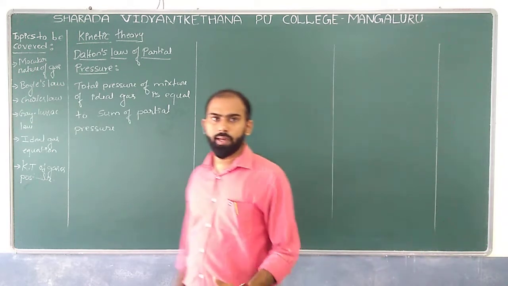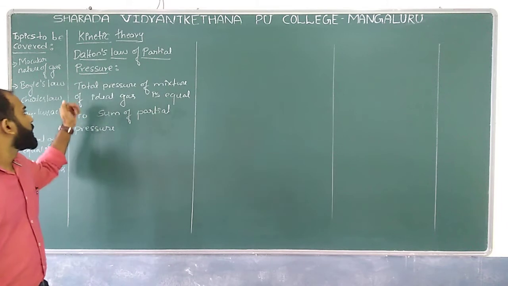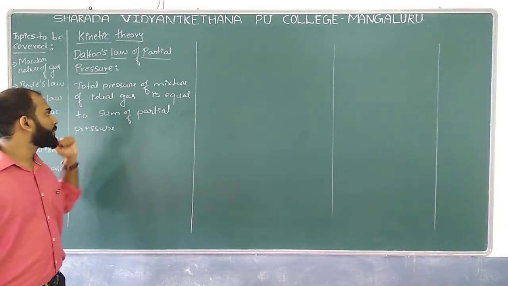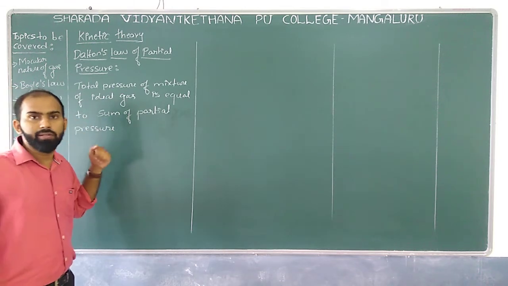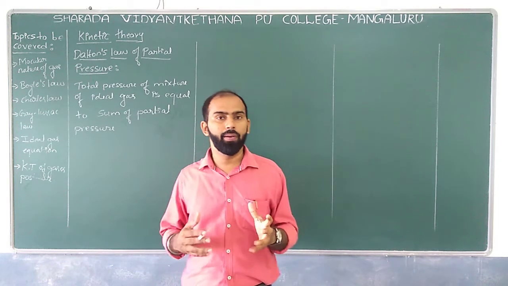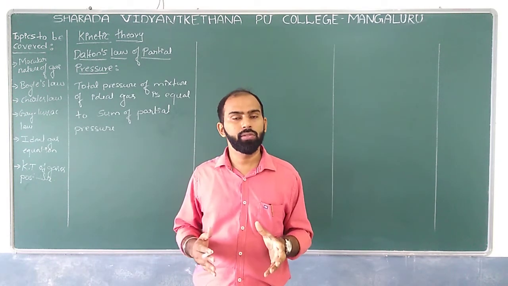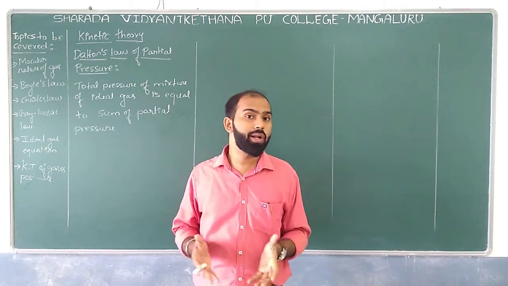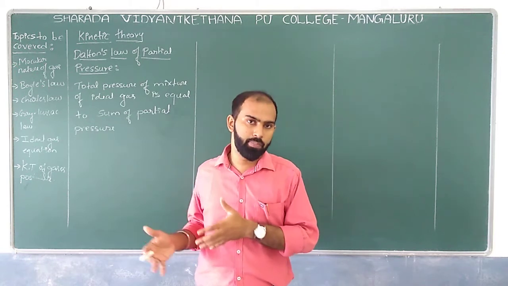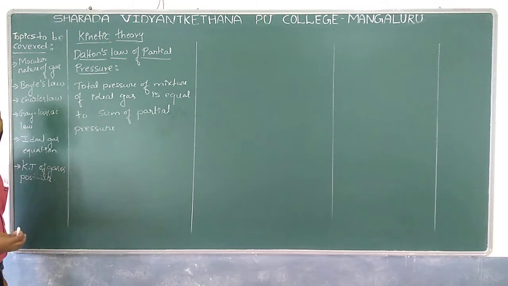Well, we'll see what exactly the Dalton law of partial pressure is. According to Dalton, the total pressure in a mixture of ideal gases is equal to the sum of partial pressures. In the sense, if you take one chamber which consists of different kinds of gases, the total pressure of that gas mixture is equal to the sum of individual partial pressures.